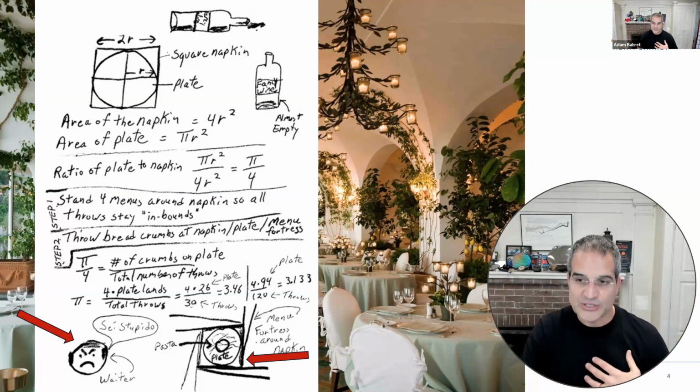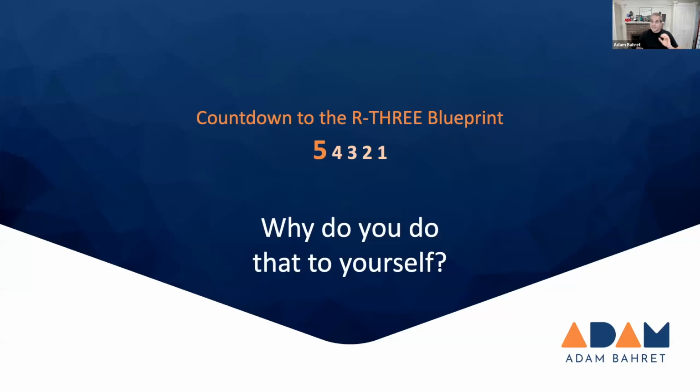What can we change? So the tool that ultimately I believe solves this is called the R3 Blueprint, but I didn't want to just jump into it. What I wanted to do was give you kind of 5 components to it that led me to it. What were 5 of the problems and observations? So we're going to do a countdown.